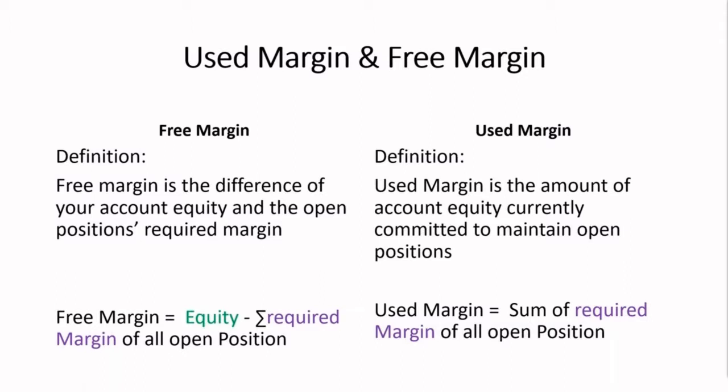You can see this also in this formula. Free margin equals equity, which we saw in the slide before, minus the sum of required margin of all open positions. Understanding free margin, the definition of used margin is clear. Used margin is the amount of your equity which you currently commit to maintain all your open positions.